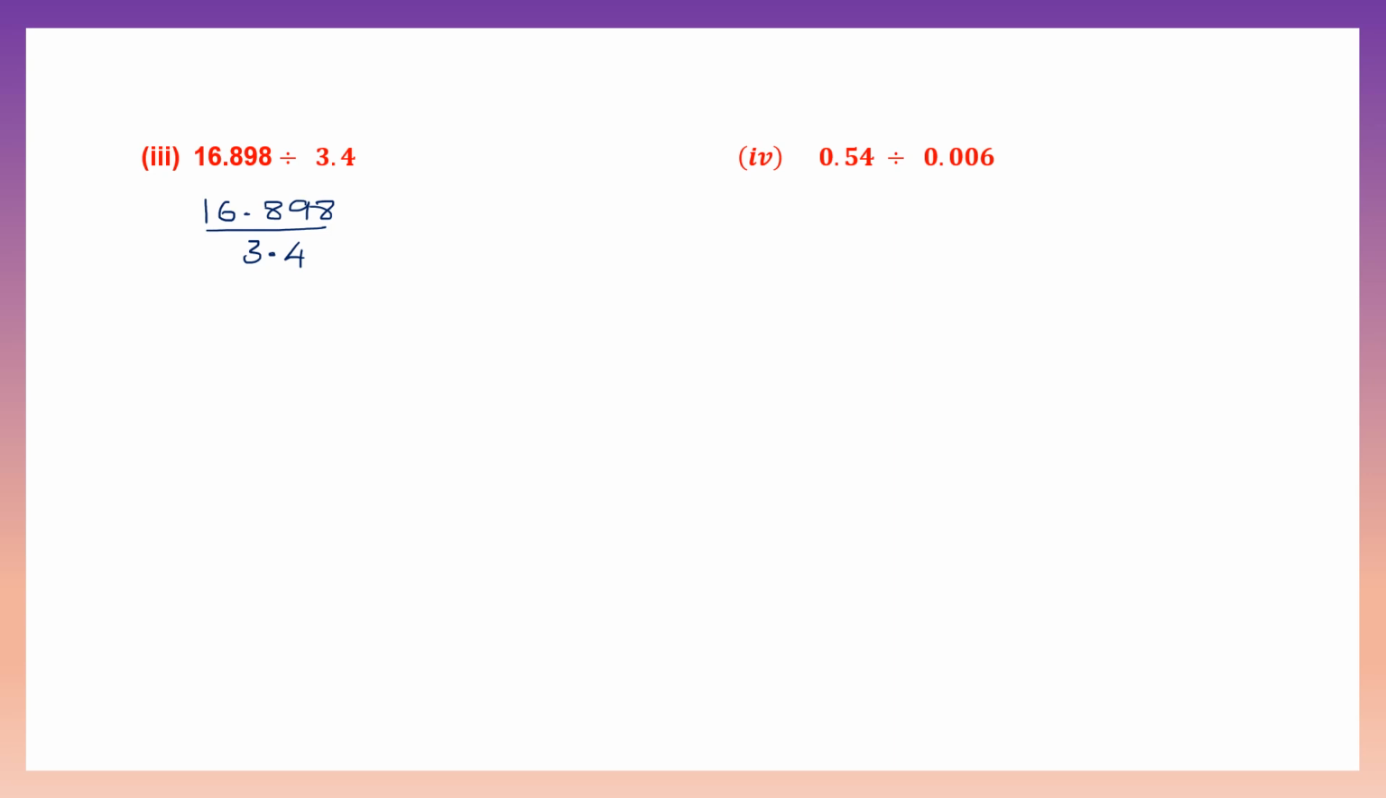Now the divisor is 3.4 and I need to make it a whole number. Whole number means it's going to become 34. How does it become 34? Only if I move the point like this by one place. And the point can move by one place to the right only if I multiply it by 10. So I'm going to multiply this by 10. That means multiply this also by 10. So here also the point will move one place. So what do I get now? My new question will be 168.98 divided by 34. So now it's normal division. Let's do that. 168.98 divided by 34.